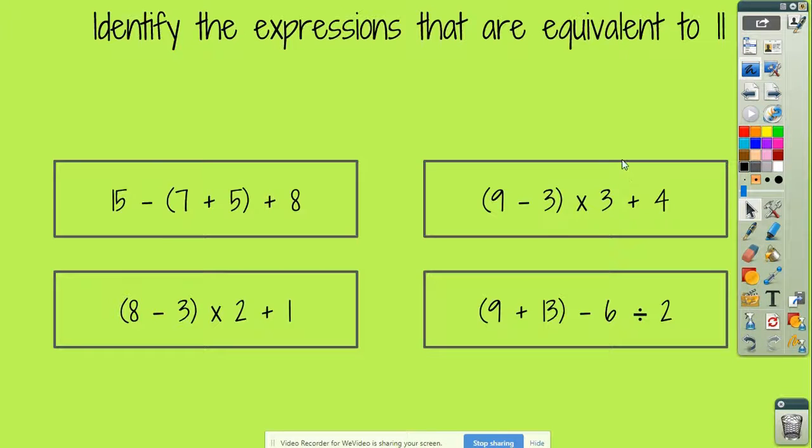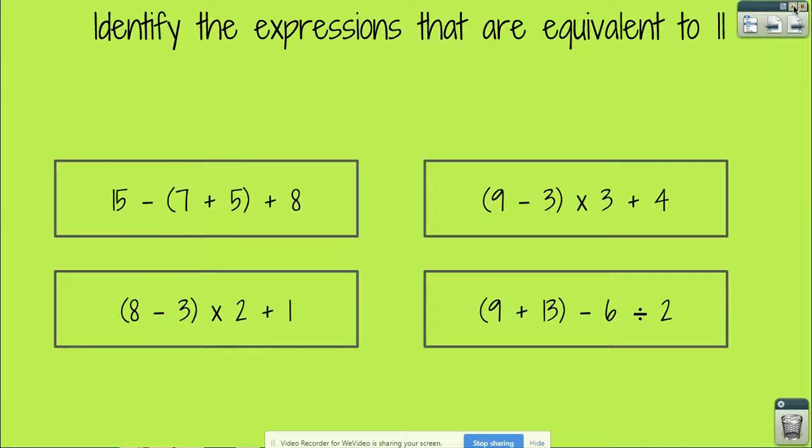All right, I'm going to skip on down to this one. This is our last one we're going to do together. It says identify the expressions that are equivalent to 11. These are the worst, but you've got to do it. Literally, you have to solve all 4. Got to solve each one all the way through. And then you have to choose the ones that end up being equal to 11. So go ahead and pause the video now and solve all 4 of them on your own.